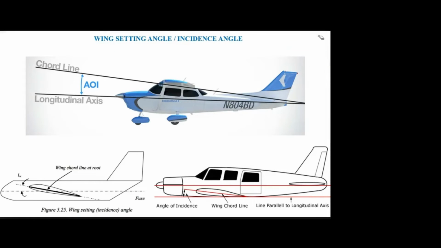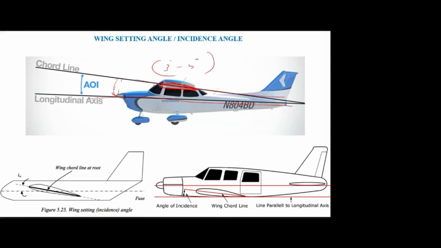Wing setting angle means while manufacturing the aircraft itself, they will keep the wing at a certain angle. They won't fit the wing at 0 degree angle of attack. While manufacturing, it will be fitted at some small angle, mostly from 3 to 5 degree. It is measured between the chord line of the wing and the longitudinal axis.